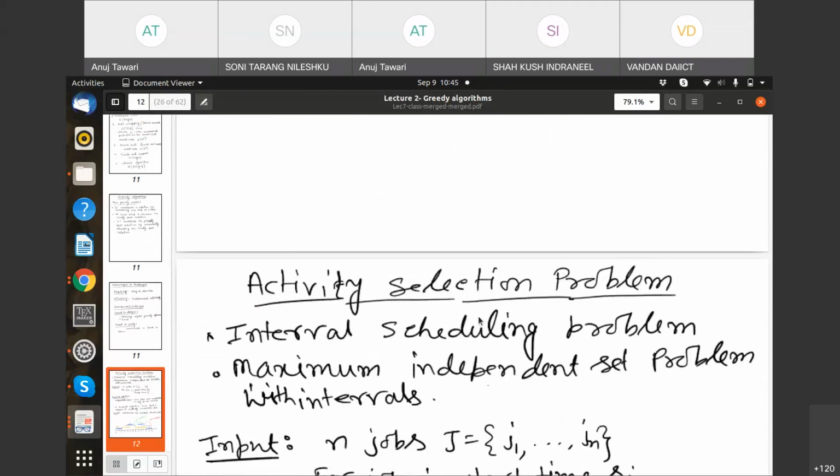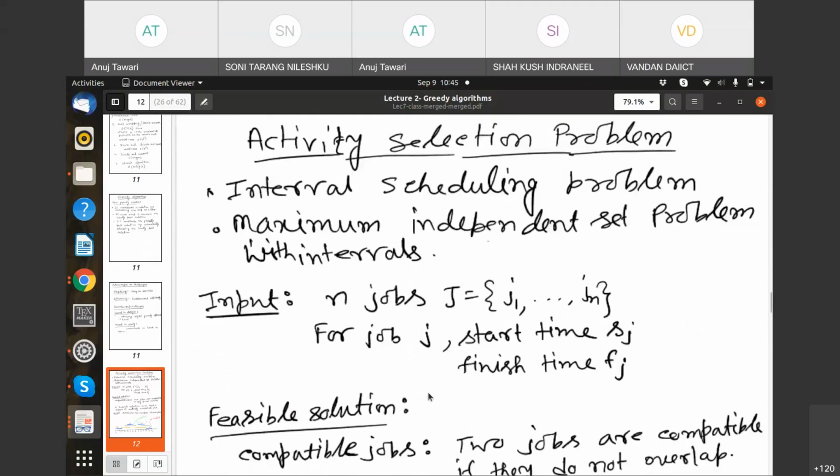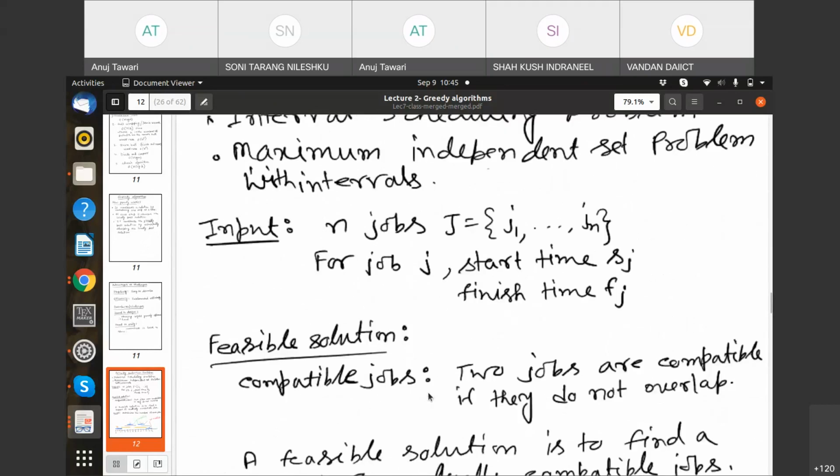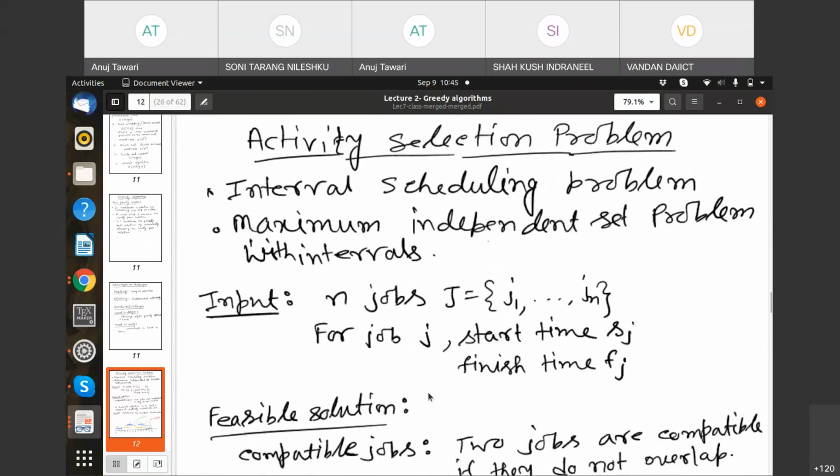And the first problem which we'll look at here is called the activity selection problem. There are different names: interval scheduling problem, maximum independent set with intervals, and so on. So the problem is this: you are given n jobs, j equal to j1 to jn. For each job, we have a start time and a finish time. J1 has start time S1, finish time F1, J2 has start time S2, finish time F2, and so on.